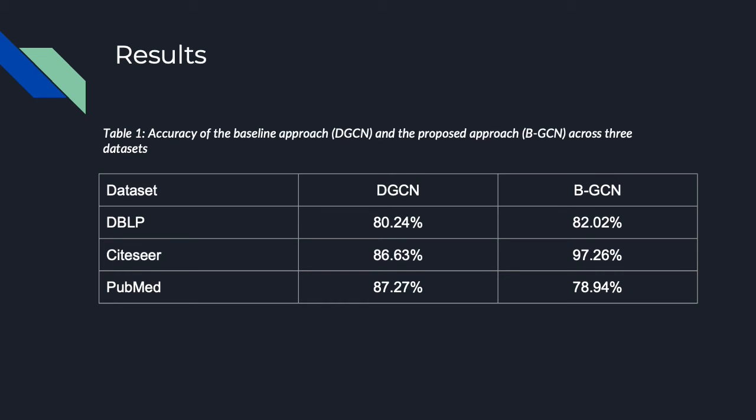Here are our accuracy results comparing the baseline model with our implementation. As you can see, our model performed better than the baseline model using the DBLP and CiteSeer datasets, but saw a decrease in performance when training on the PubMed dataset in comparison.